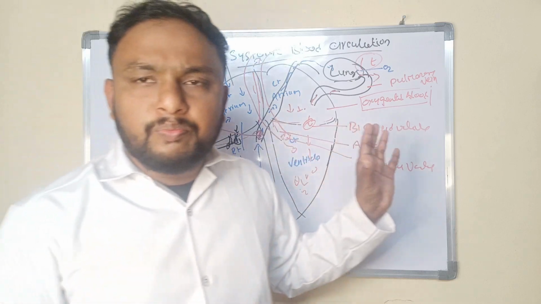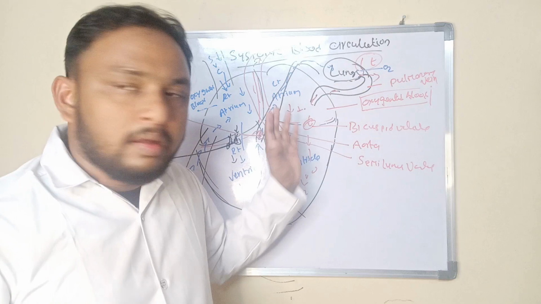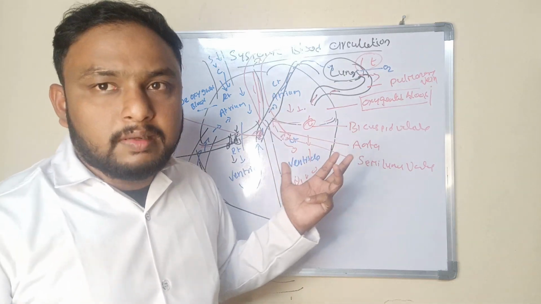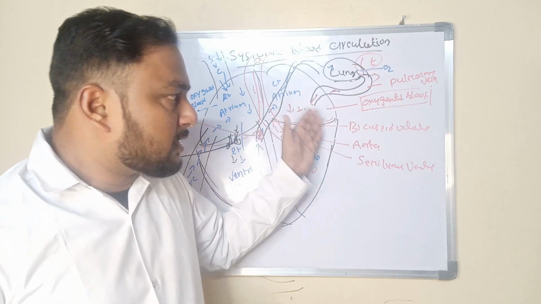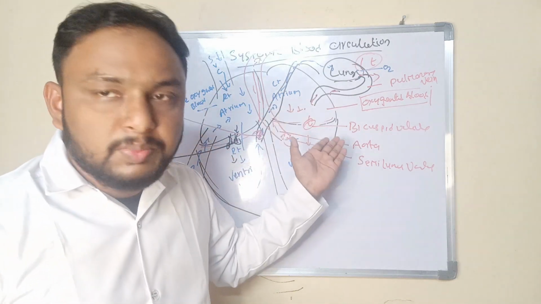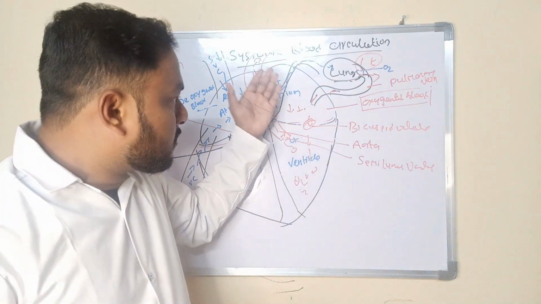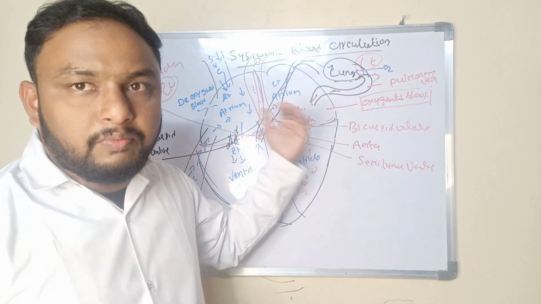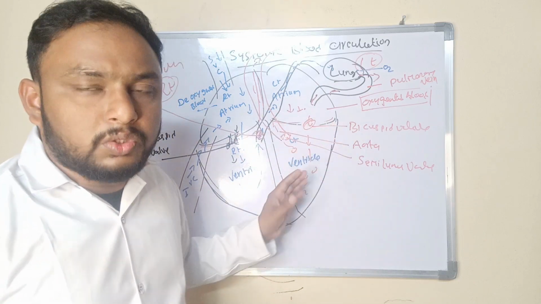And commonly, frequently asked questions are like these: How many valves are there? How many semilunar valves? On which side is the bicuspid valve? On which side is the tricuspid valve? The bicuspid valve is also called the mitral valve. And how is the blood pumping, from which area to which area? All these are most frequently asked questions.